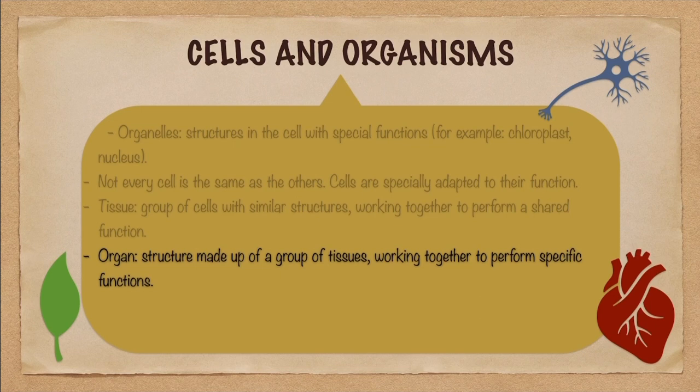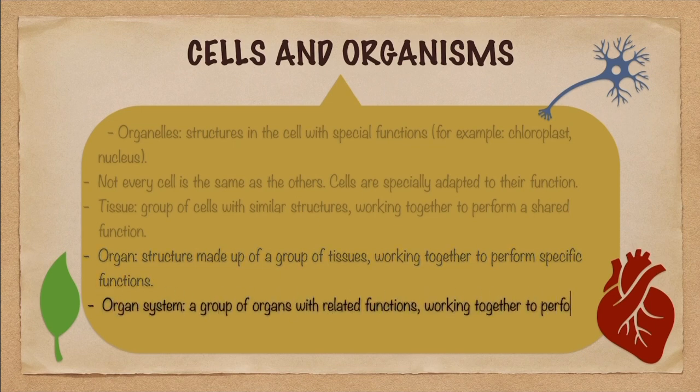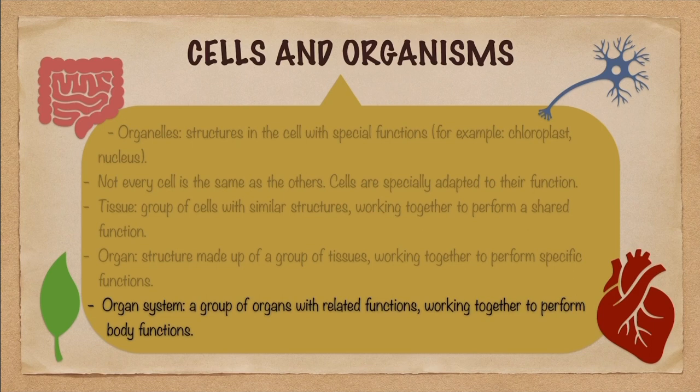And lastly, an organ system. It is a group of organs with related functions, and they work together to perform body functions. For example, respiration or excretion or reproduction. So you can remember: organelles, structure in the cell; tissue, group of cells; organ, group of tissues; an organ system, group of organs. It's not hard to remember, right?